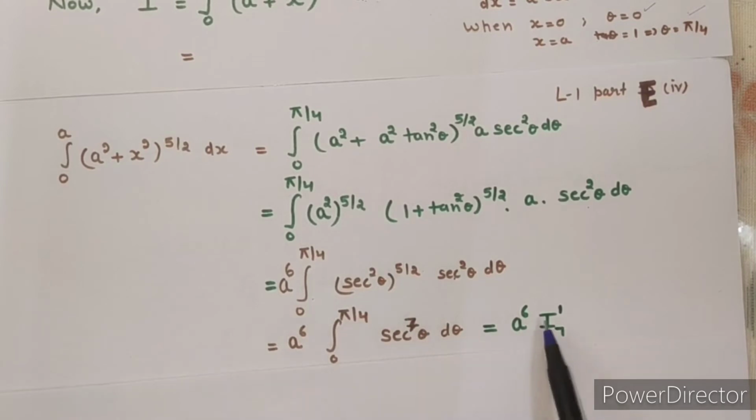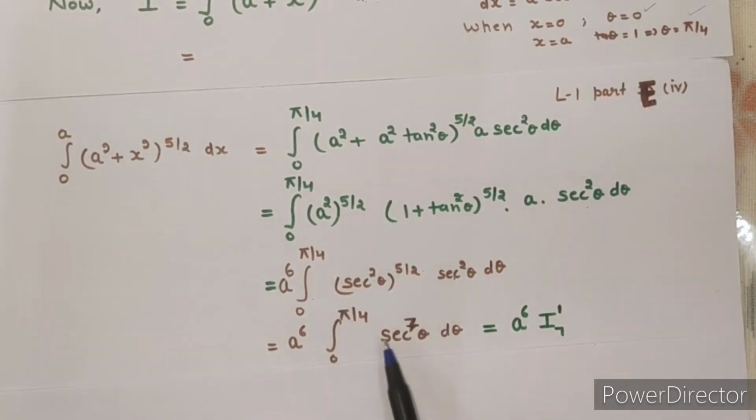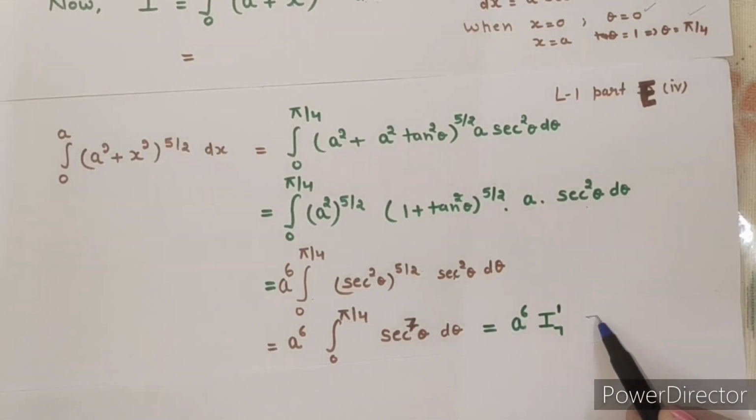So your integral here is nothing but a to the power 6 I7 dash. Why am I putting I7 dash? Because in equation 2a I defined this integral 0 to pi by 4 secant n theta d theta as I n dash. So relating to that, this is nothing but a6 I7 dash. So suppose this is equation number 3.